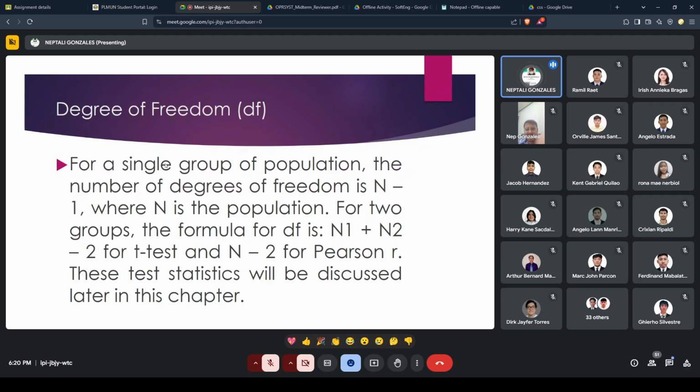So I think the z-test, we don't have the degrees of freedom yet. And these are more applicable to t-test.